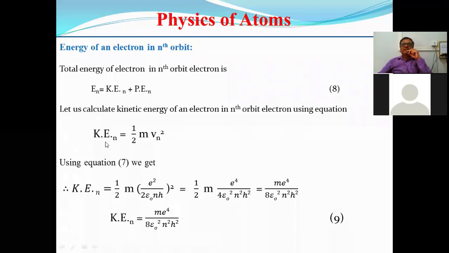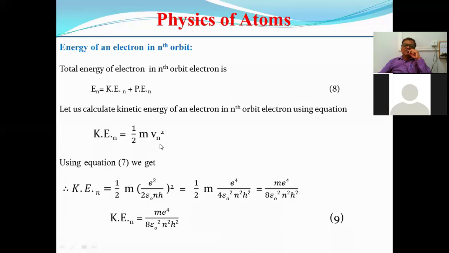We know kinetic energy is equal to 1/2 m into v square. This is the basic equation in physics. Kinetic energy of any object is equal to 1/2 m v square, where m is the mass of the object and v is the velocity of the object moving. Now in this case, we have to find the kinetic energy of electron. Therefore, we consider the mass of electron and velocity of electron in the nth orbit. That is denoted by K.E. n, the kinetic energy of electron in the nth orbit, equal to 1/2 m into Vn square.